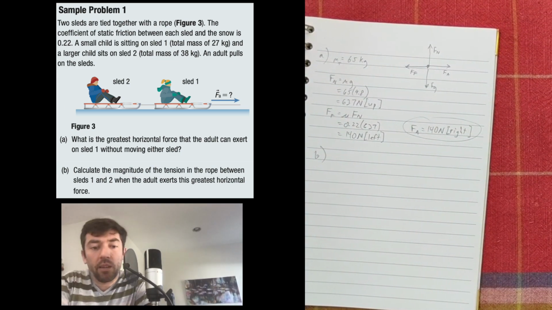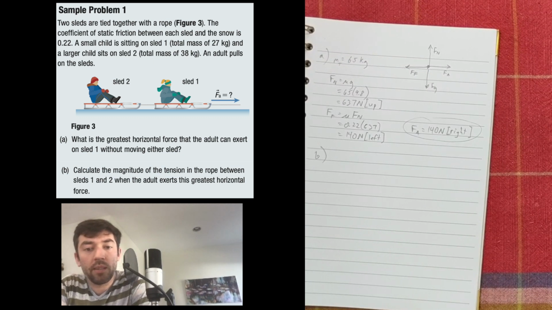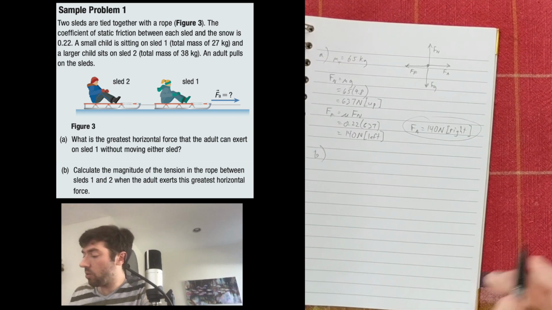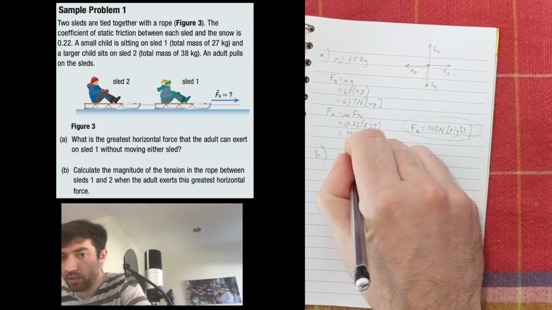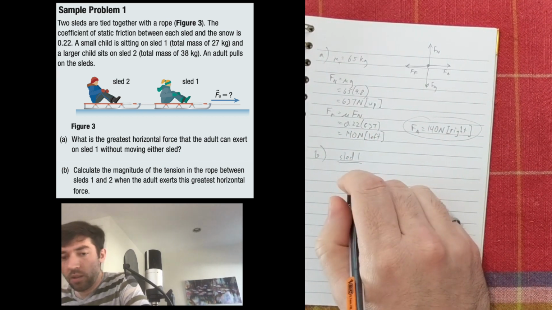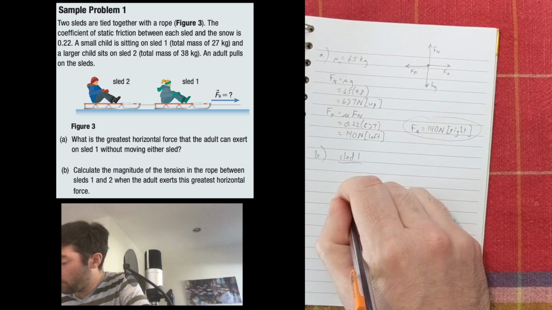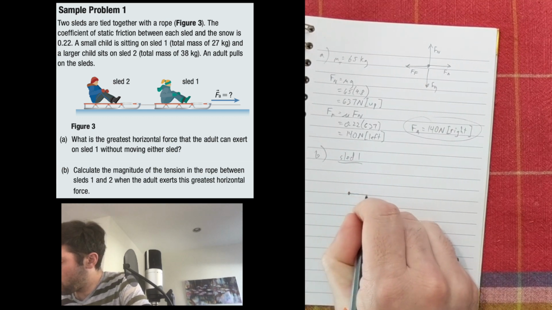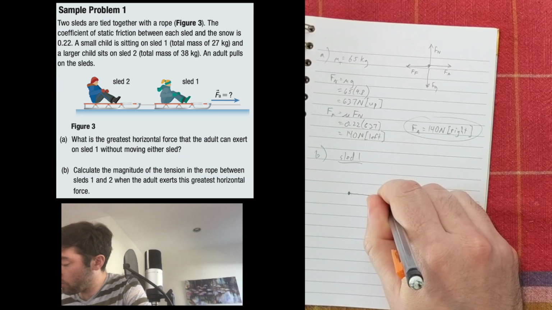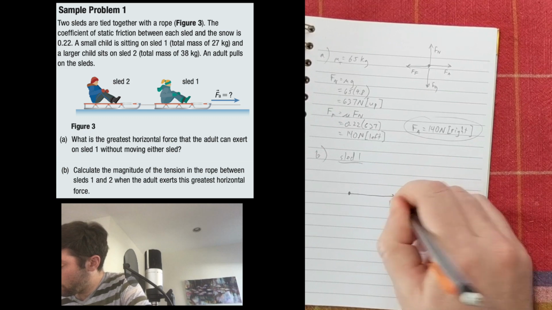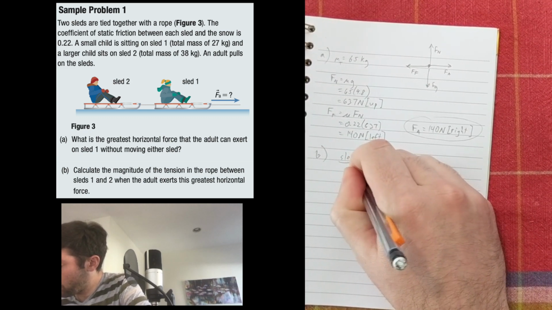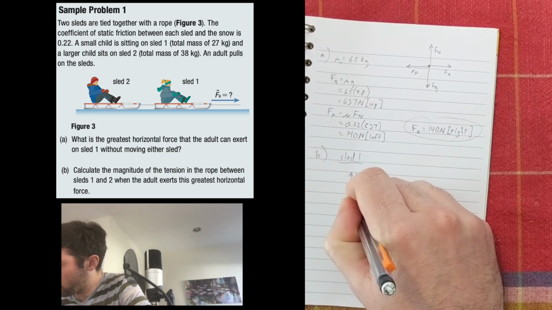Okay. Calculate the magnitude of the tension in the rope between sleds 1 and 2 when the adult exerts this greatest horizontal force. Okay, so let's see. I'm going to draw a free body diagram of sled number 1. The adult is pulling with an applied force of 140 newtons. We've got normal force and gravity. Those are going to be equal.